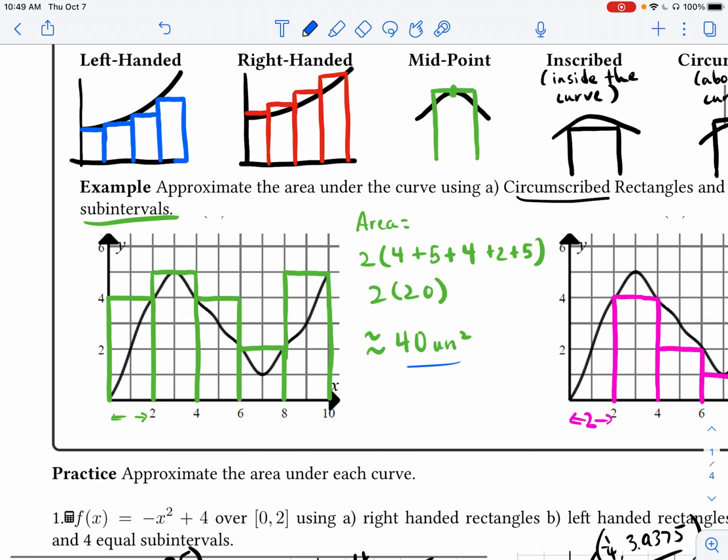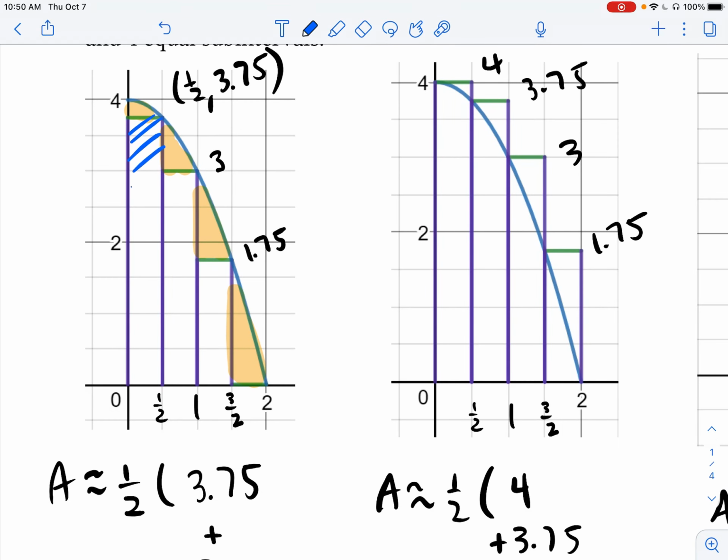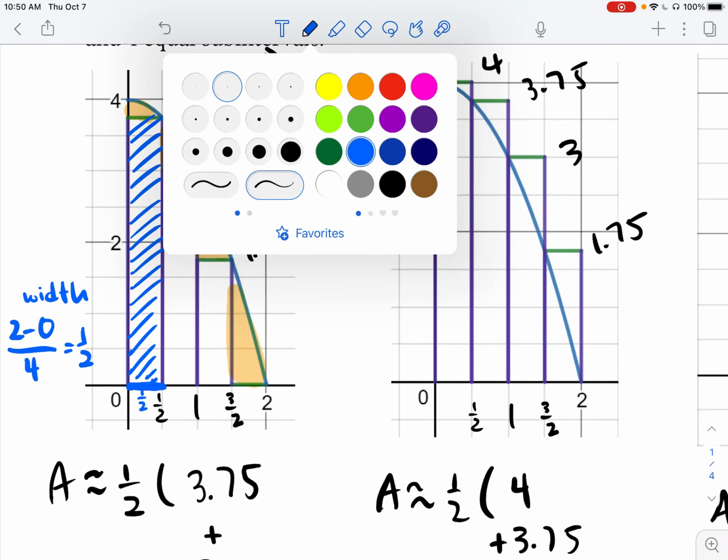So to make sense of this, let's go back to our previous problem. Actually, let's look at this problem here. I think this might be a little bit more helpful. If we're finding the area of this particular rectangle here, let me just go ahead and shade that in. We know that the width of this rectangle is 1/2, which is the width of our entire interval, 2 minus 0, divided by the number of subintervals that we have, which is 4, which is why we get 1/2 for our width. Now, what about for our height?